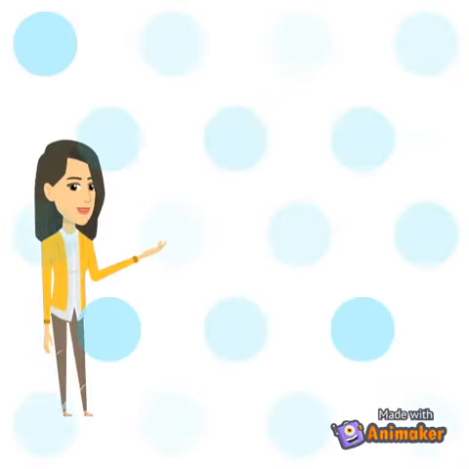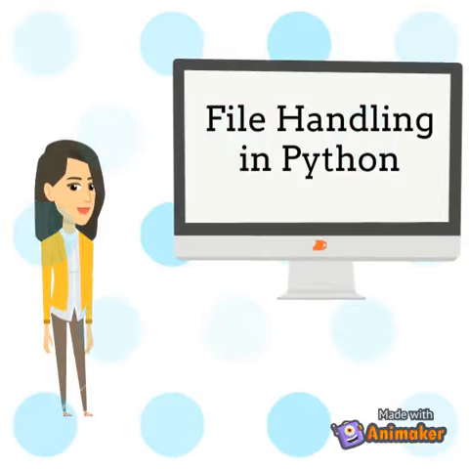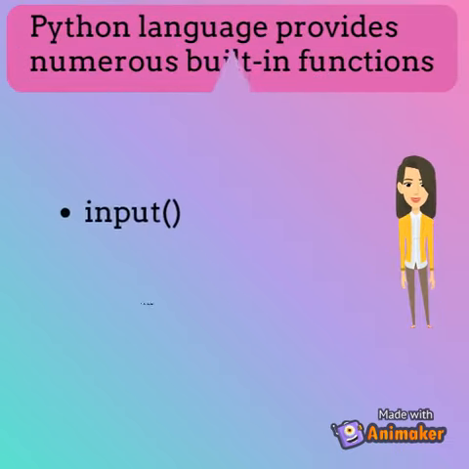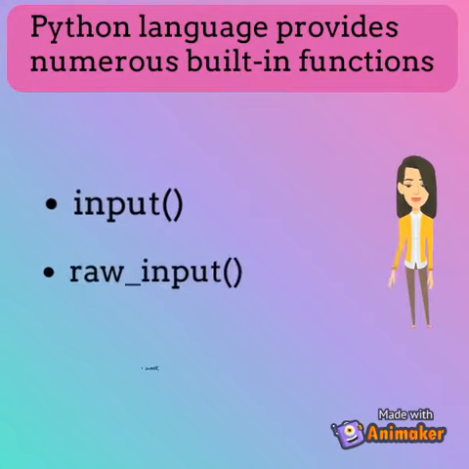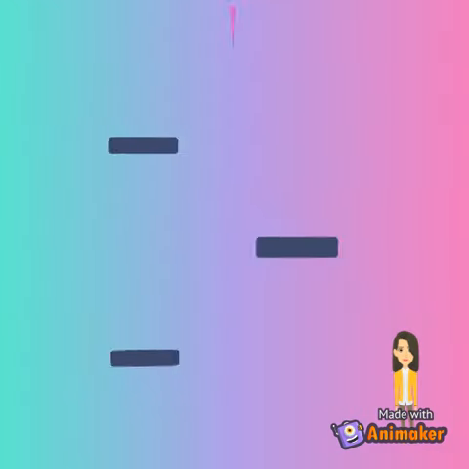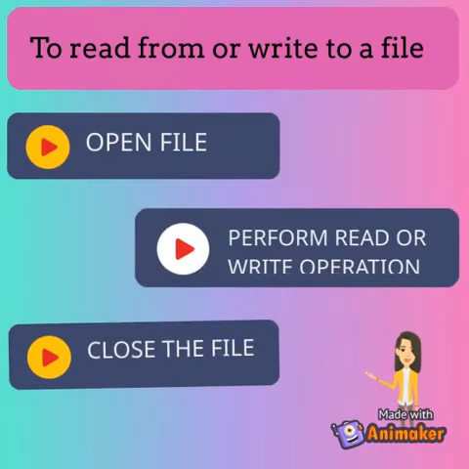Dear students, let us discuss file handling in Python. Python offers several built-in functions for input-output operation. One is input function, second is raw input function, and for output print function is there. To read or write a file, first open a file, then perform read or write operation, and lastly close the file.